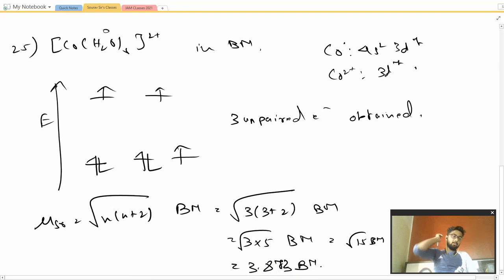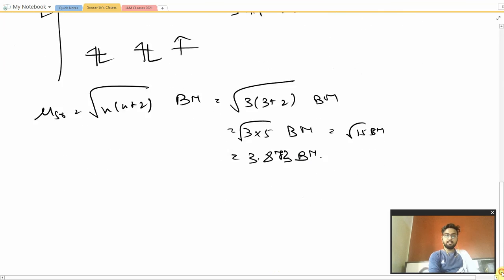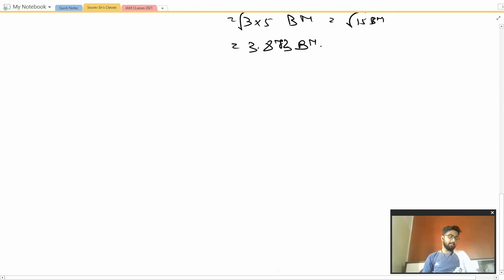Obviously this is the correct answer, but as I have told you already in the previous video, you have to follow the question strictly, and the question says to round off to one decimal place. So this will be rounded off to 3.9 Bohr magneton, and in the chat box you will be writing 3.9, as the unit is also not required. So 3.9 is the correct option.